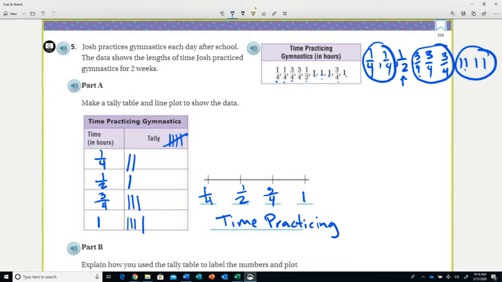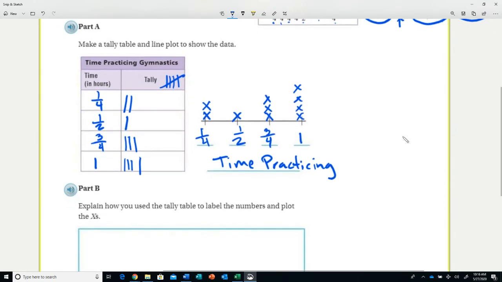It helps you know what you're talking about. And then I'm just going to go and fill in 2 x's at 1/4, 1 x at 1/2, 3 x's at 3/4, and 4 x's at 1 whole. And that's all of part A right there.